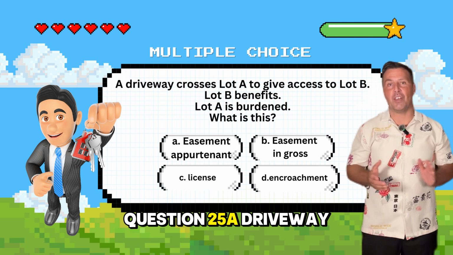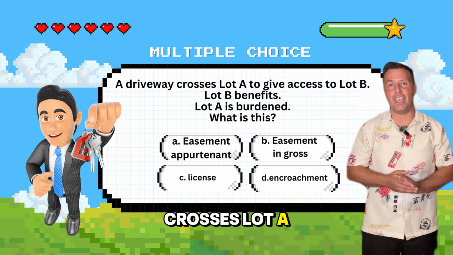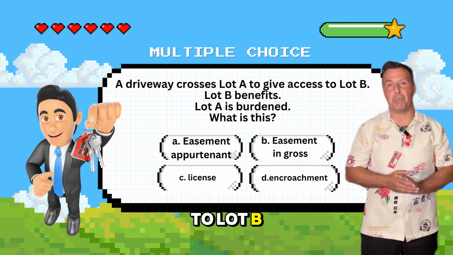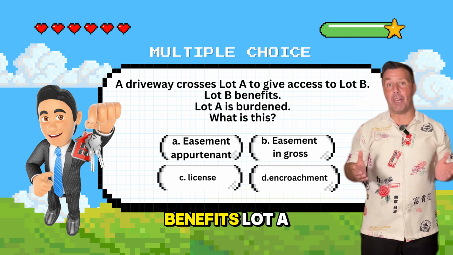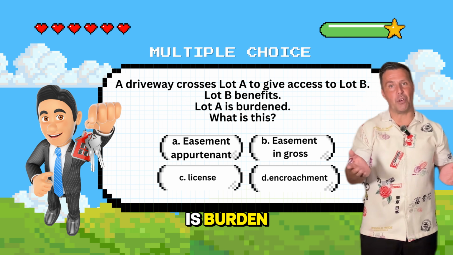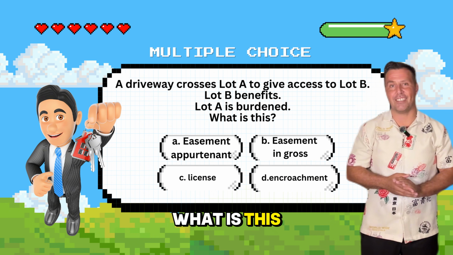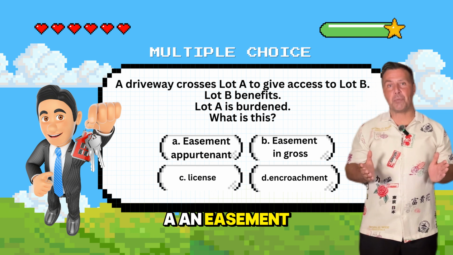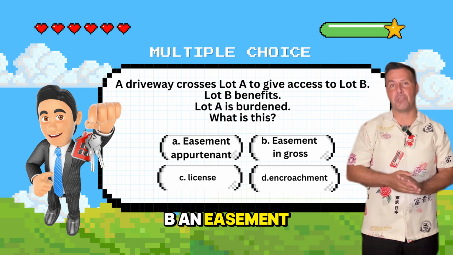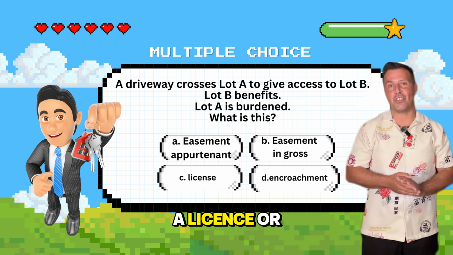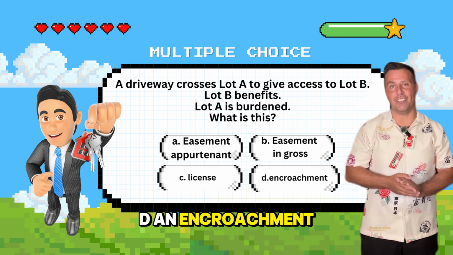Question 25. A driveway crosses Lot A to give access to Lot B. Now Lot B benefits. Lot A is burdened. What is this? A. An easement opportunity, B. An easement in gross, C. A license, or D. An encroachment.